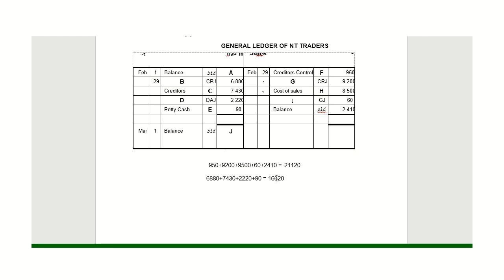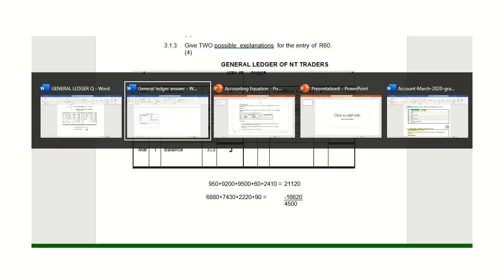So the difference between the 21,120 and the 16,620, that would be the missing item, which is the opening balance. So let's work it out. It's 21,120 minus 16,620, and that gives me 4,500. So A would be 4,500. So let's go and put it on the answer sheet.